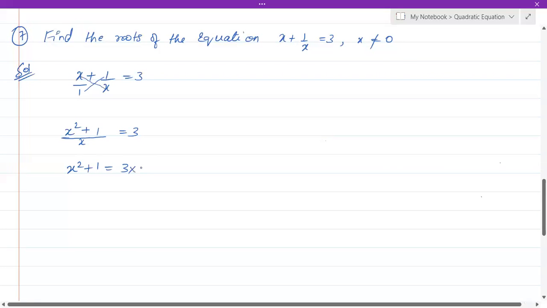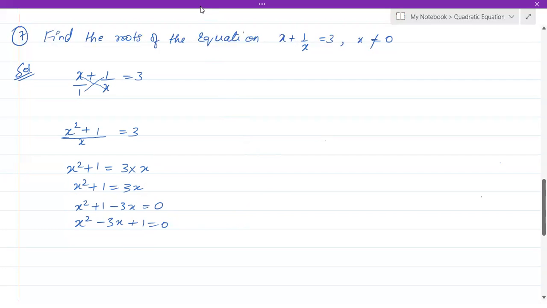It is in division. If it goes outside, it will become multiplication. So we get x square plus 1 equal to 3x. Therefore, x square plus 1, 3x the other side will become minus 3x equal to 0. Now, let's arrange it in the standard form. That is, after x square, we should have 3x, then the constant number. That is decreasing orders of powers, isn't it? So now let's solve this.